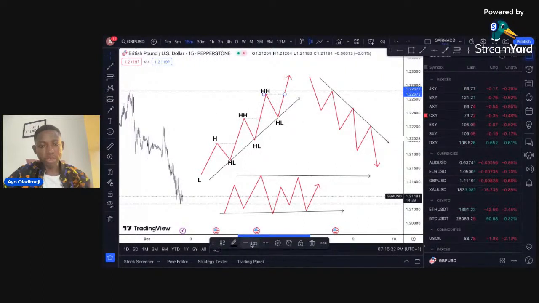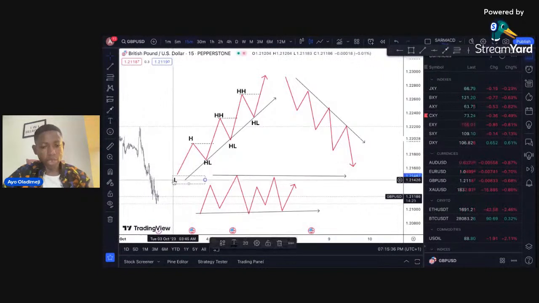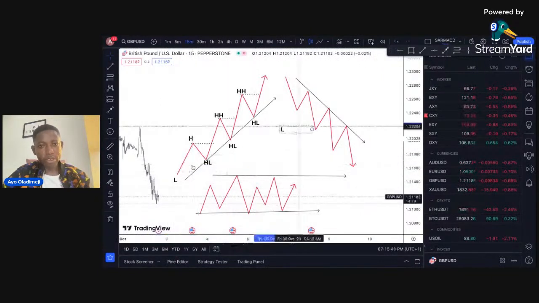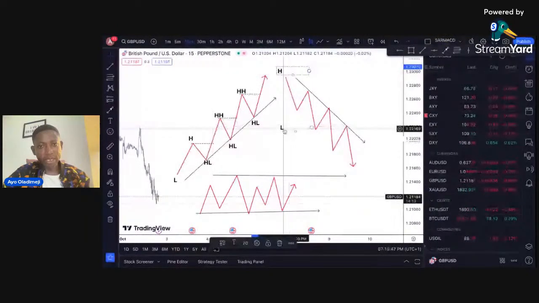Let me increase this. Now when it comes to the downtrend, similarly you're going to have a high, and then you're going to have lows. So we have a high, and then we have a low, right?